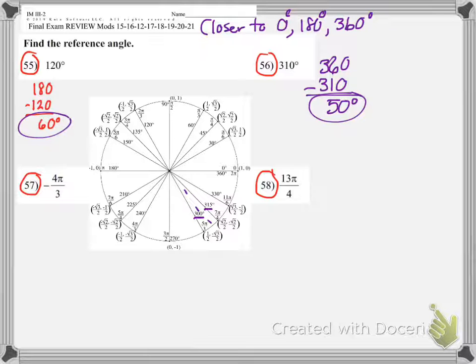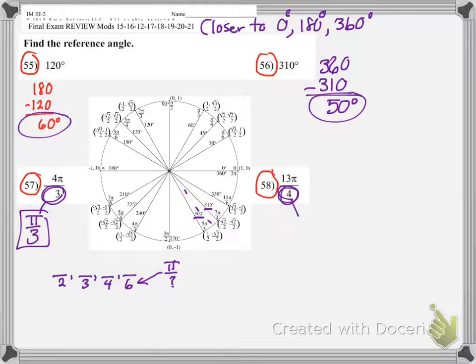Looking at it in radians can be a little bit more difficult or a little bit easier. If the bottom of the fraction is 2, 3, 4, there are no 5s on the unit circle, and 6, then you can just take pi over whatever that is. So if I wanted to show work for this one, I could just say, this is a 3, so I have pi over 3. This is a 4, so I have pi over 4.